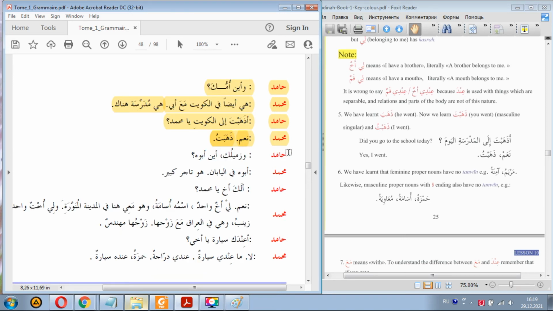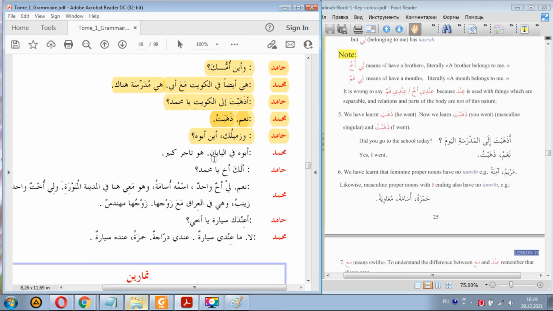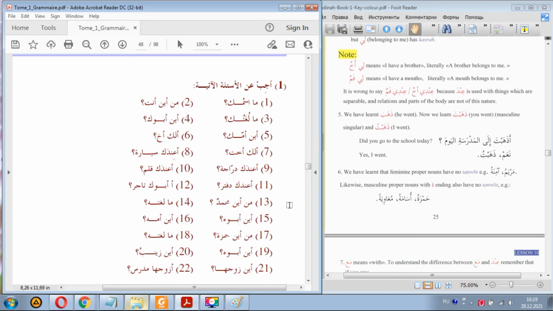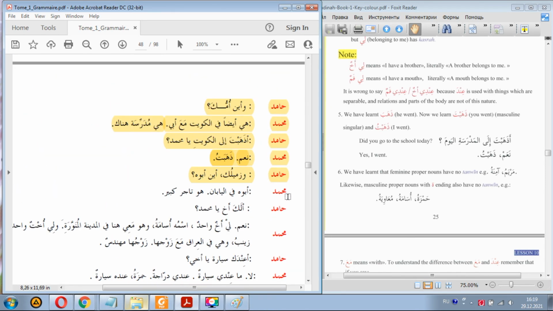And Hamid asks, وَزَمِيلُكَ أَيْنَ أَبُوهُ? And your classmate, where is his father? You see 2 possessive pronouns, زَمِيلُكَ, أَبُوهُ. And this waw is getting back because it's mudaf, and originally this word abun had waw in the beginning. So many rules that we have to apply in these sentences. But alhamdulillah, we have our exercises, so you will be able to work on these rules.